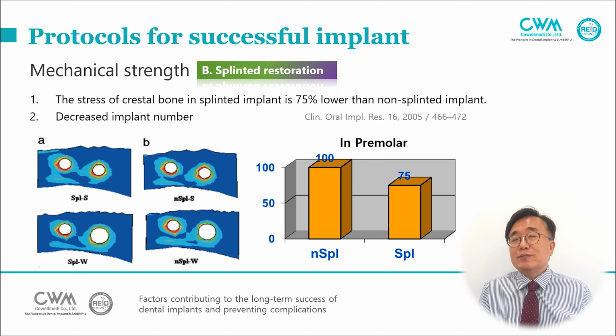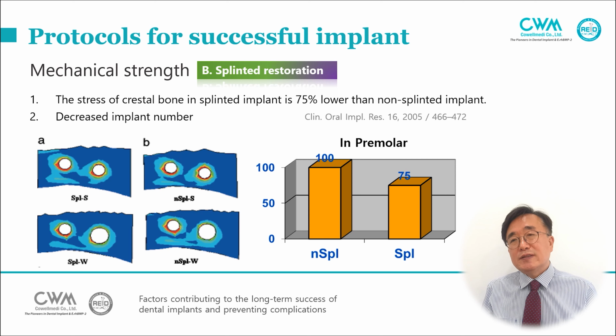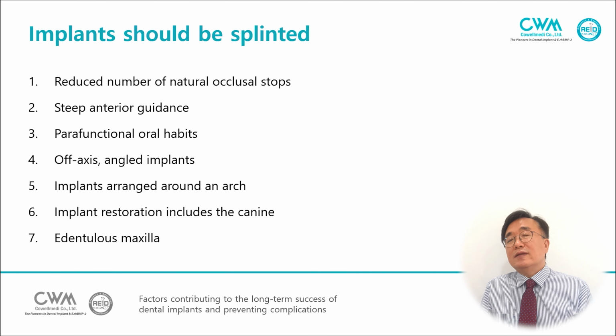So mechanical splinted restoration reduce stress of crestal bone about 75% lower than non-splinted implant. So we can decrease implant number. So bridge could be possible and safe. So about 75% is reduced by splint in the premolar. So implant, in this case, implant should be splinted.